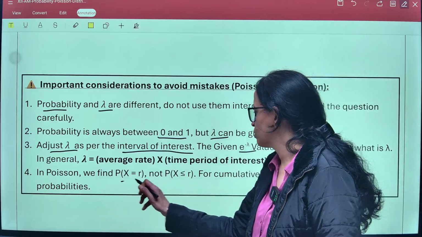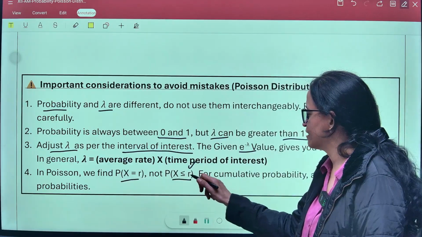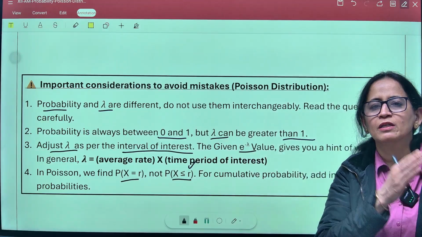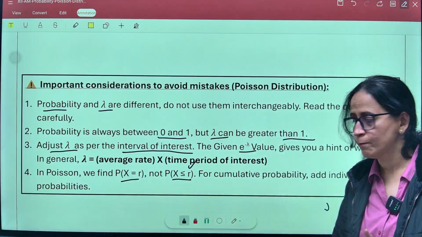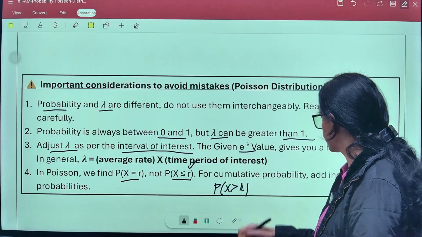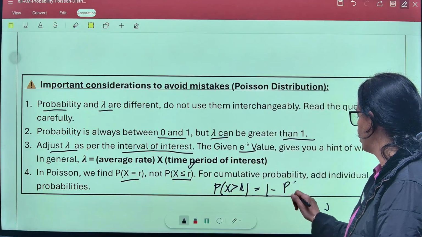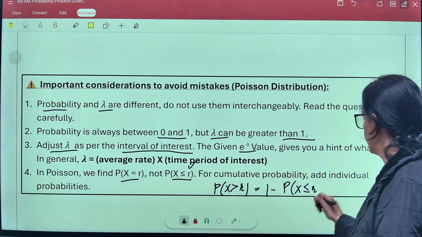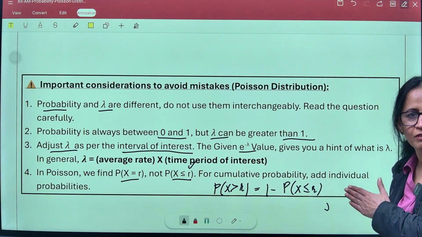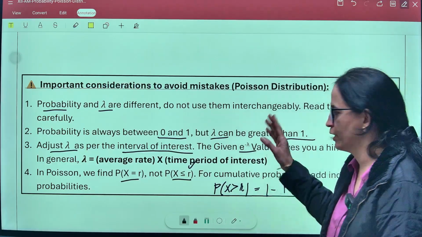In Poisson, we have x is equal to r, not x less than equal to r. So that means whenever you need to find x less than equal to r, you need to find the cumulative probabilities of x being equal to 0, 1, 2, 3 till r. And in case you need to find the probability of x being greater than r, in that case you look on the other side. That means 1 minus probability of x being less than equal to r. Right? So these are the common mistakes that children make while solving questions in Poisson distribution. Avoid these mistakes to make sure that you don't lose marks for any of these.